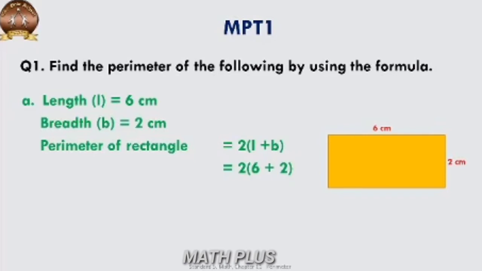First the bracket, according to BODMAS we move. BODMAS says solve the bracket first. So 6 plus 2 is 8. 2 into 8. Now bracket means multiplication, so now we do the multiplication. 2 into 8 is 16.